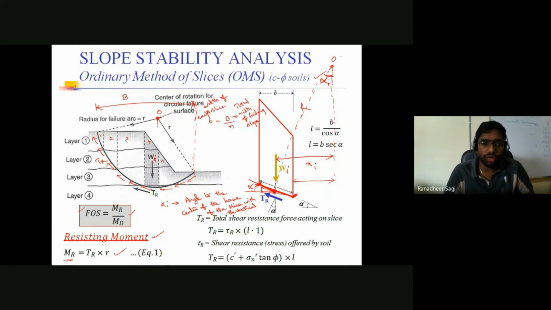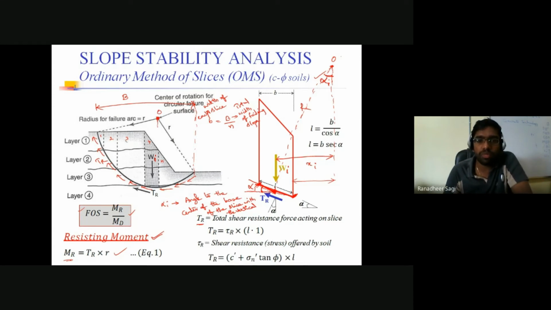Now, if I want to calculate how much is the resisting moment, we said it is your resisting force into the radius of the failure arc. The radius of the failure arc is something, let's say, I know from trial, for that chosen failure surface; I know how much is the radius it is making with the center point. Now I want to know what is your total shear resisting force along that particular base of the slice. If I want to know the total shear resisting force along the base of the slice, it's nothing but force, and force is nothing but stress into the area on which that particular stress was represented.